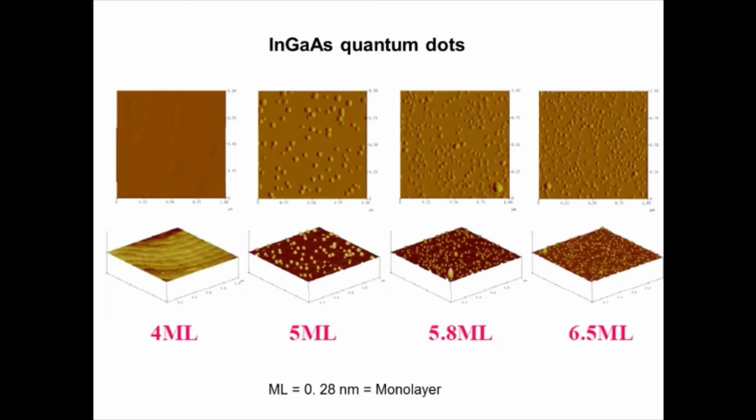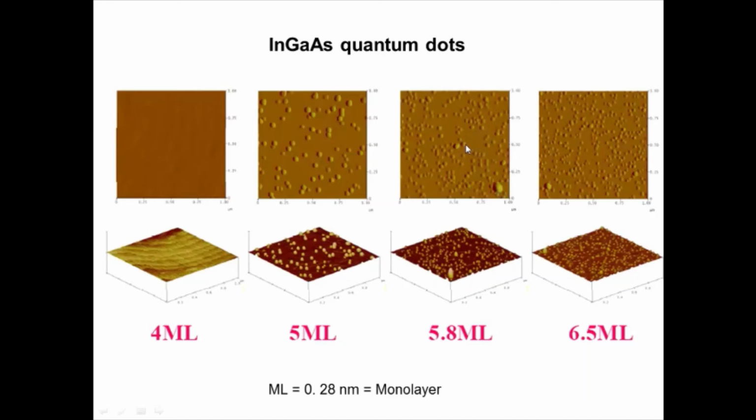So here, indium gallium arsenide quantum dots grown on gallium arsenide, with various monolayers, that is, the thickness of the indium gallium arsenide epitaxial layer on gallium arsenide. ML means monolayer, and one monolayer is equivalent to 0.28 nanometer. So at 5, 5.8 and 6.5 monolayers, you see the dot growth or buckling occurring at different phases. See, the bucklings are random, sizes are different. So you have to be very careful.